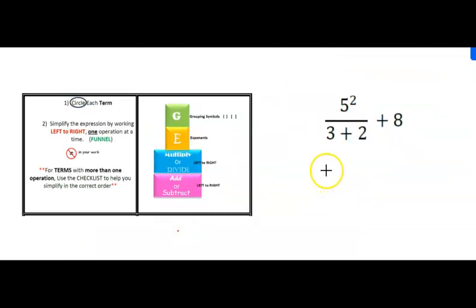Okay, so you're going to go ahead and circle the terms, and then when you're done circling, you're going to show how you funnel this. Well, actually, we'll work this one together. It's got a fraction bar. We haven't done that yet.